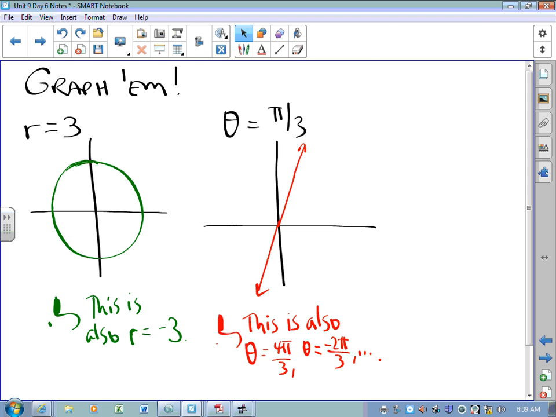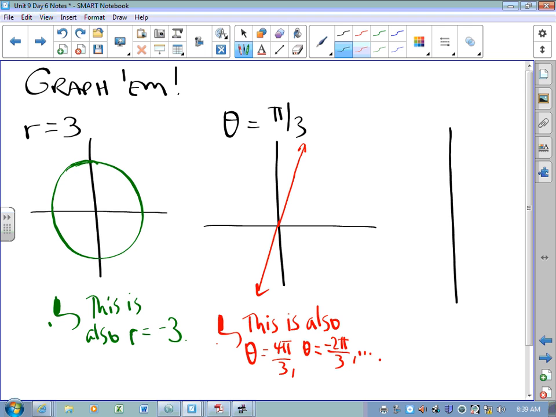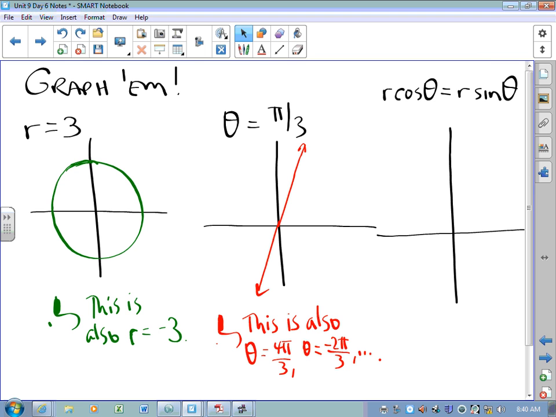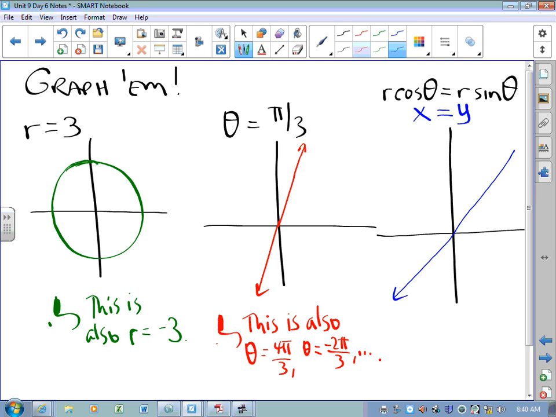But what if things get just a little bit more ridiculous? What if I want to graph r cosine theta equals r sine theta? Well, then I've got to go back to basics and remember that on the last slide I saw that r cosine theta was x and r sine theta was y, and so you get this line. And that's the only line you get.